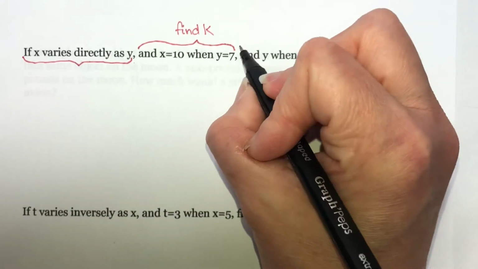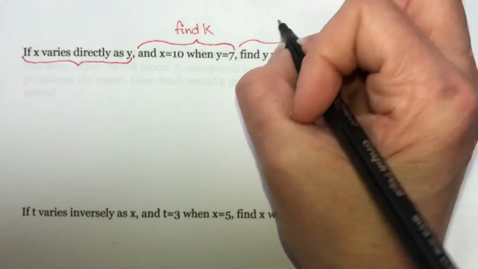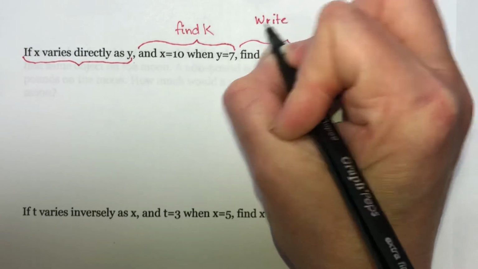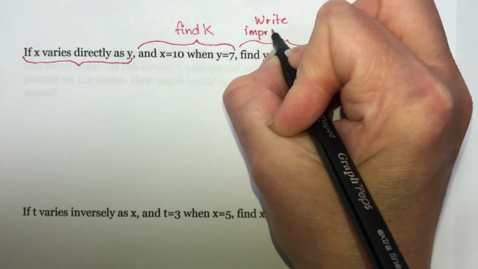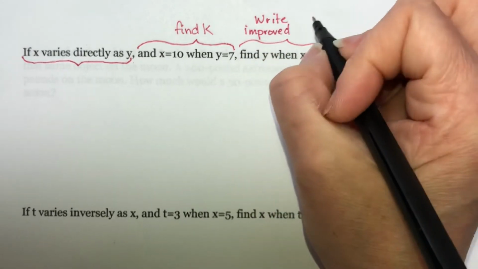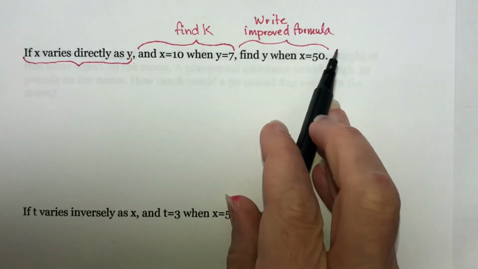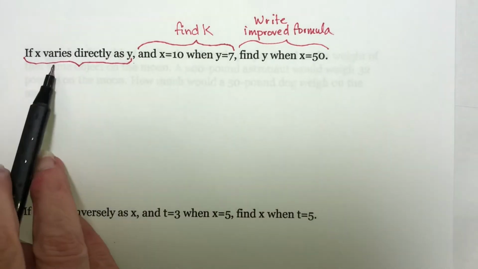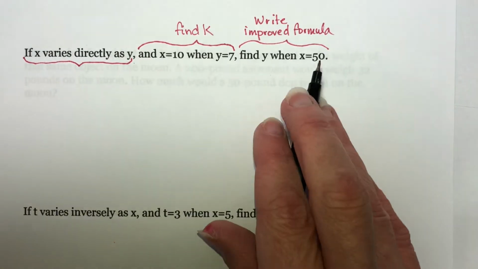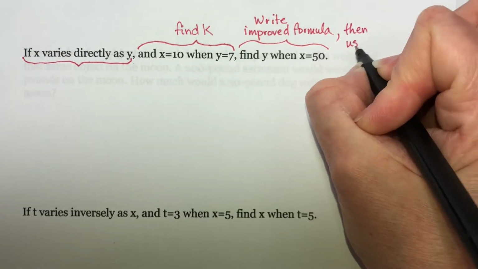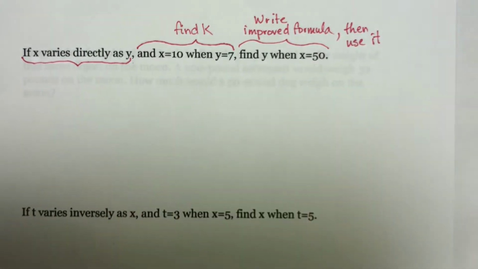And then for here, we're going to write the improved formula. And what I mean by that is we're going to know what k is, so we can plug k into our original here, and we'll have an improved formula. Then use it. And this is how it works on every single variation problem.